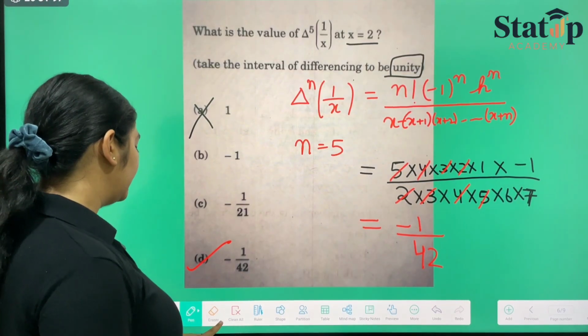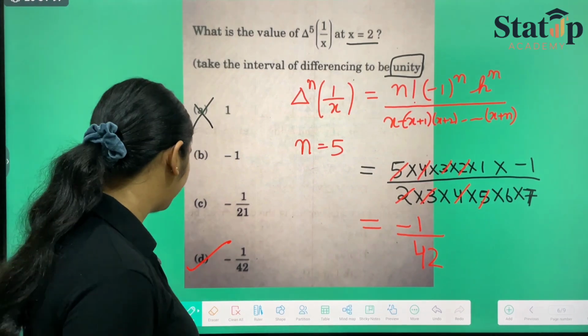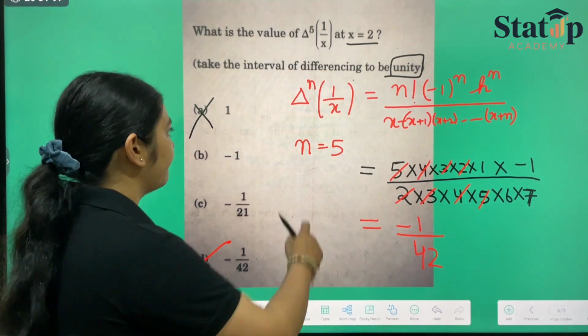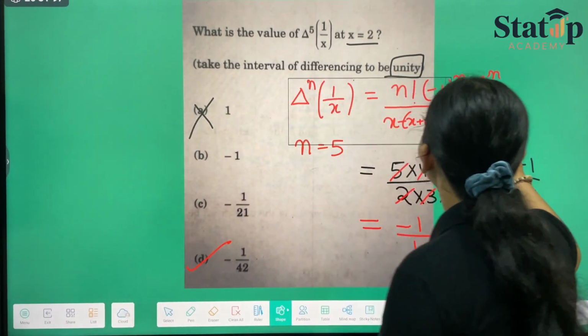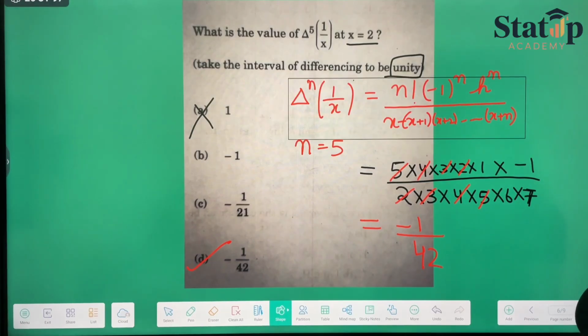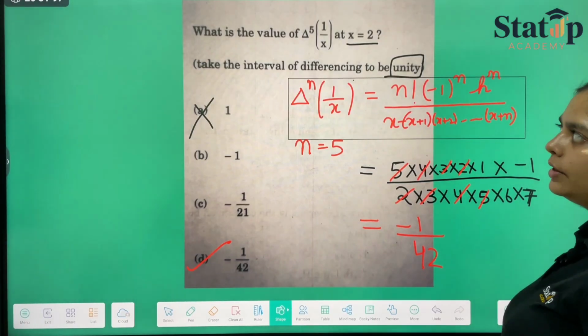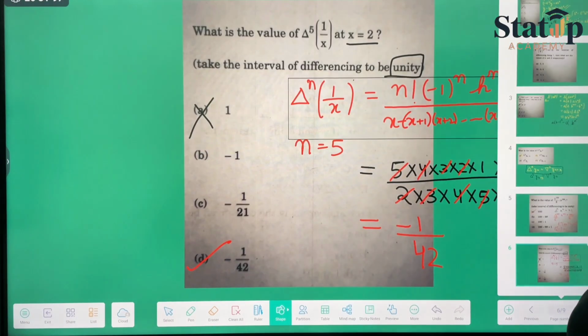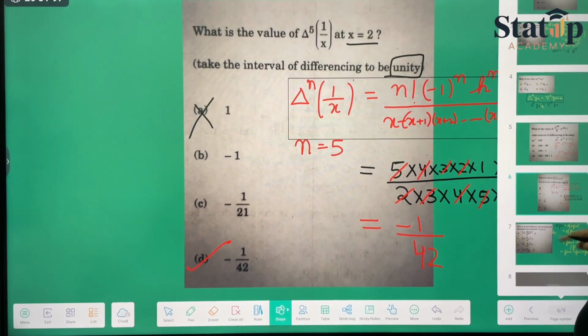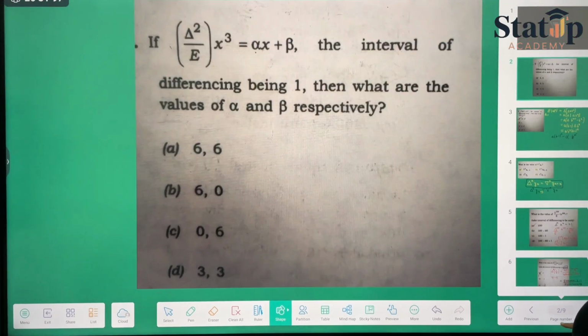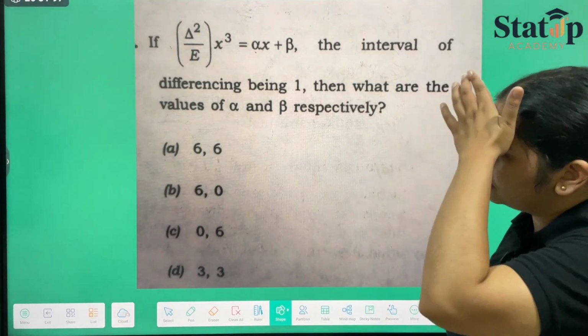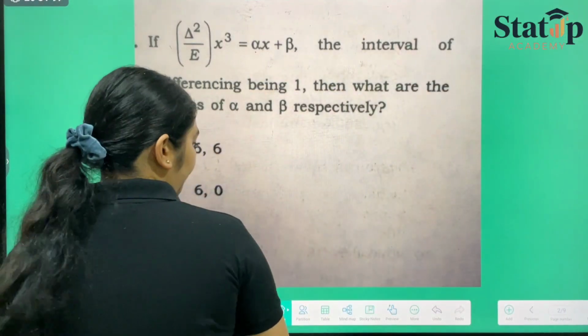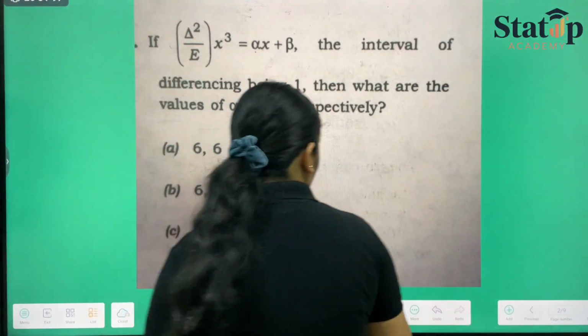So here this formula is very important, and this also I have told you in your lecture videos of numerical analysis. Okay, now moving forward to our last question for today's class.